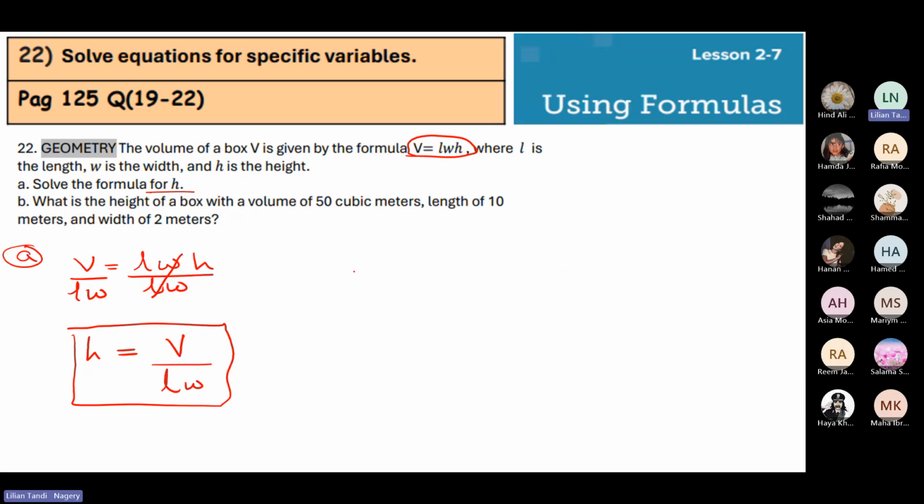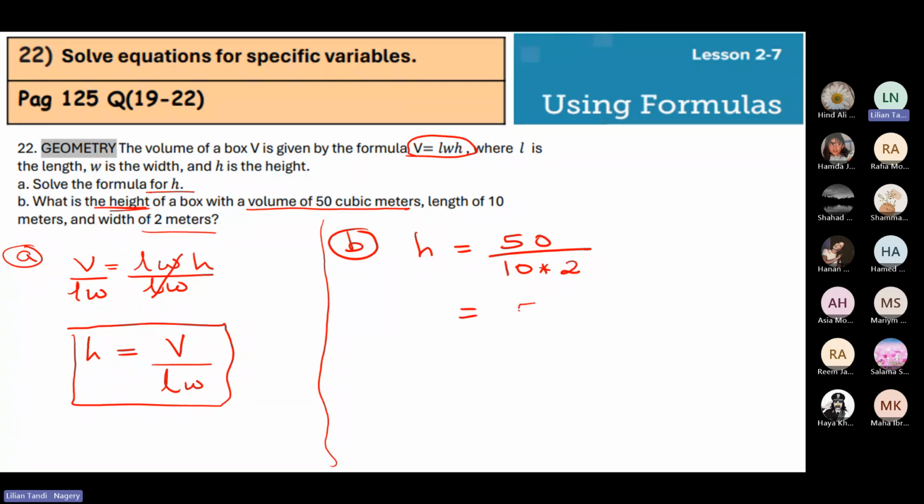All right. Now we need to do part B. Part B says, what is the height? So that means I need to use this formula. H equals volume, 50, divided by length, which is 10, multiplied by width, which is 2. So this will be 50 over 20. My zeros go away, and this should be 2.5. What is my unit? Meters.